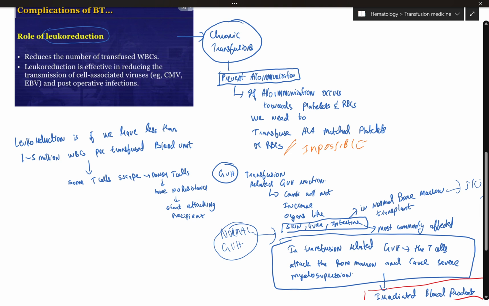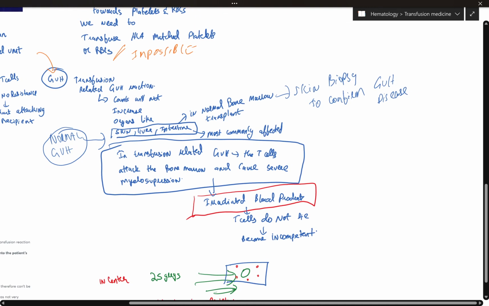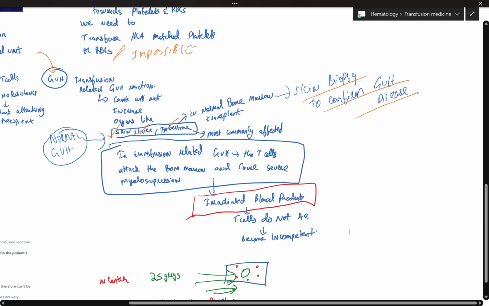And graft versus host: when you're transfusing, the blood acts like the graft, and then starts attacking the host, and that's a graft versus host transfusion reaction. In severely immunocompromised people, you can see a graft versus host reaction commonly in skin, liver, and intestine. A skin biopsy can be done to confirm graft versus host reaction, not only in blood transfusion but in any graft versus host reaction. In transfusion related graft versus host reaction, the T cells attack the bone marrow and cause severe myelosuppression.